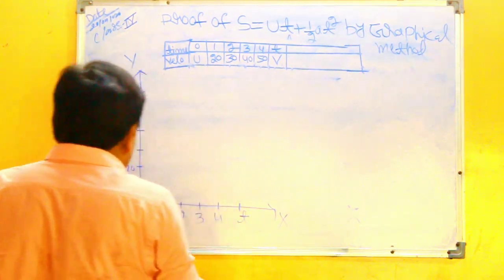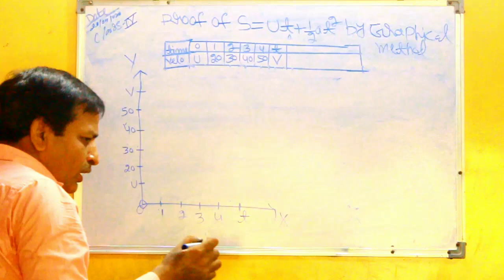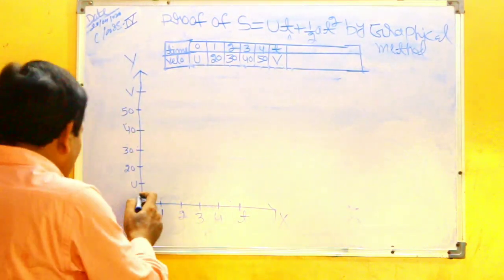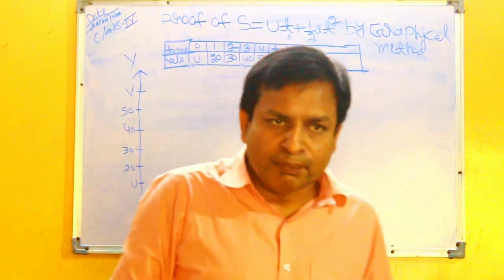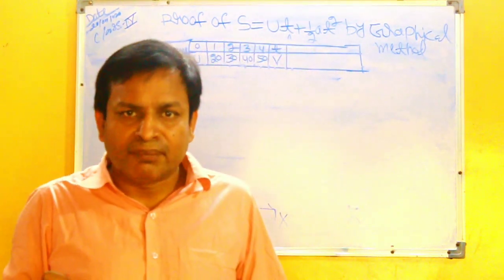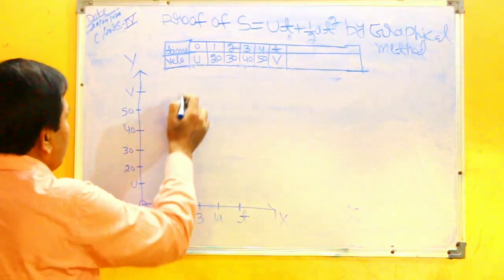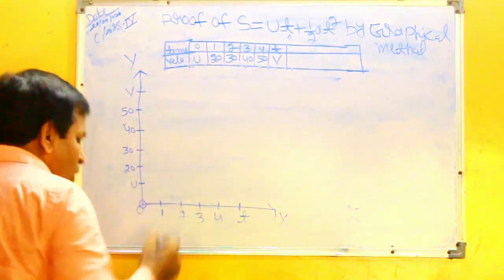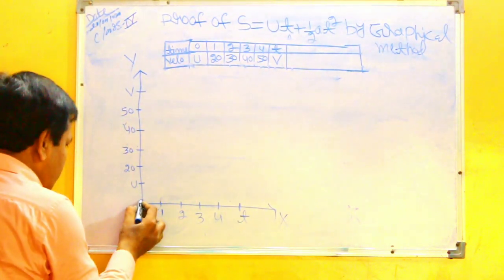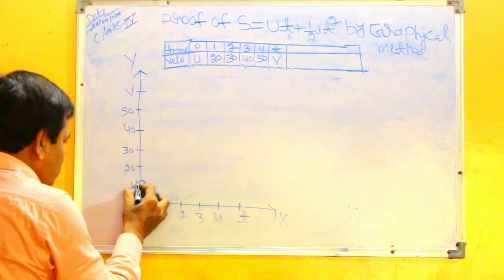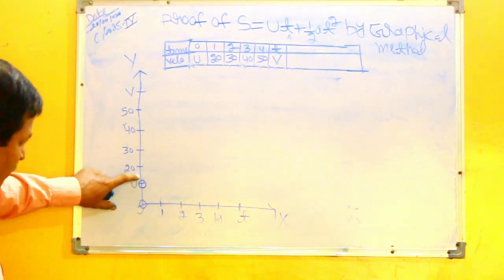Using this table, we will plot a graph. For that, we take time along x-axis and velocity along y-axis, because time is independent variable and velocity is dependent variable. And we join the points one by one to get the graph. When time is 0, velocity is u, so this point will be here, because at time 0, velocity is u meter per second.